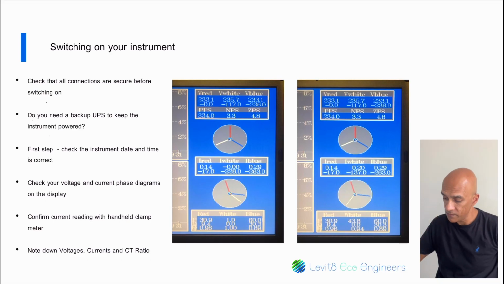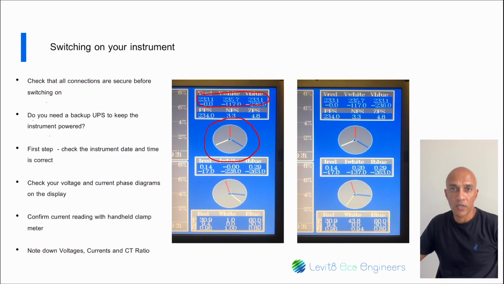So here we have your vector diagram, which shows your voltages. As you can see here, your voltages are perfectly displaced 120 degrees apart. And you can see that your phase voltages, this instrument only displays phase voltages and not line voltages, are close to 230. Now I also just double check these figures with a multimeter to make sure that my instrument is actually picking up the correct voltages.